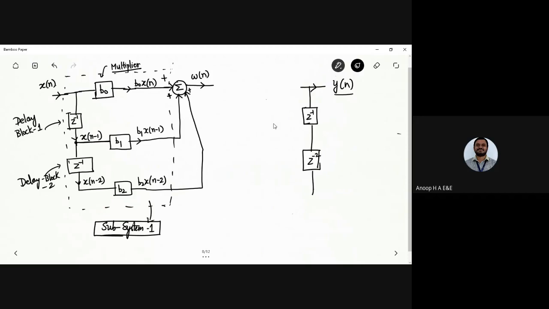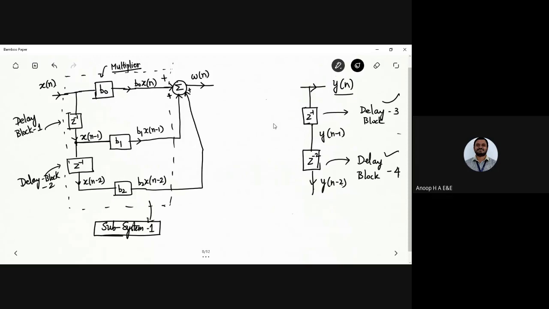Now y of n is here, so that passes. I am just reversing. I am taking it from the output, and I'm having the delay block y of n minus 1 after the first delay block. So this is the delay block 3. Why I have represented it as delay block 3 is I need the total delay block counts, which accounts to 4. So delay block 4 is there. This one is 3, this one is 4. So this is y of n minus 2.